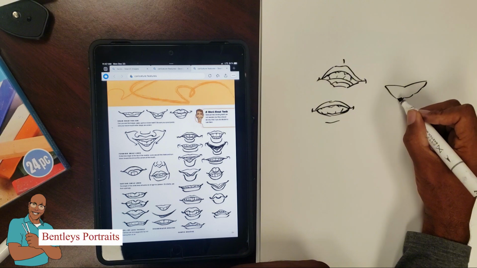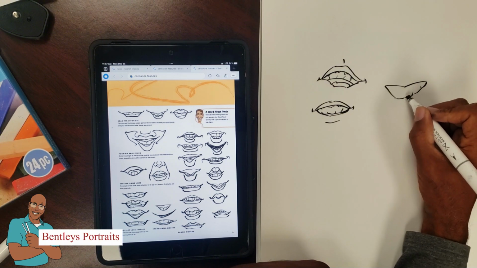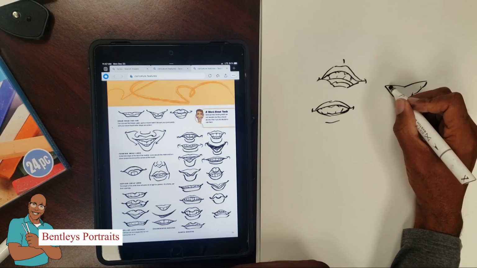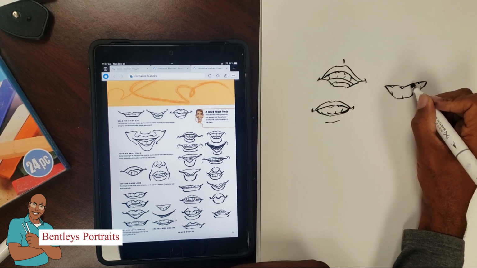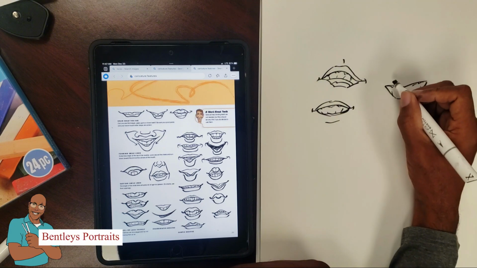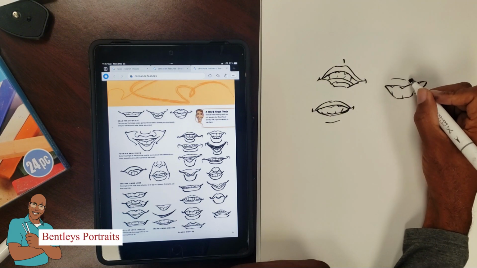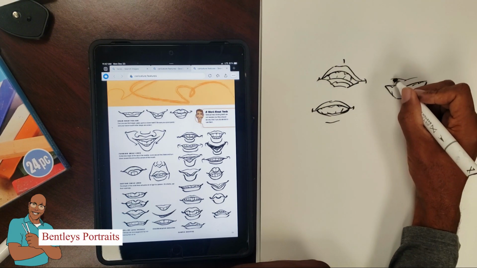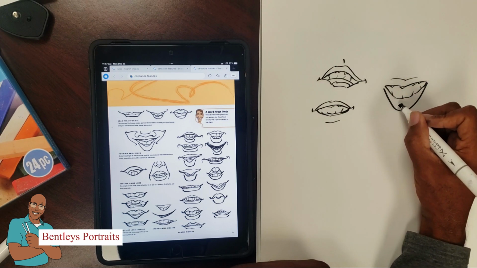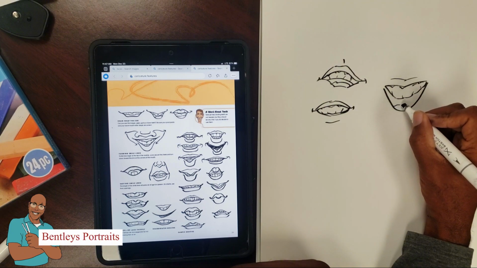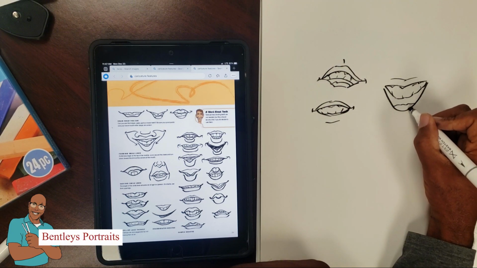So now we're drawing another mouth. Those are the teeth, gum line. I don't think this one is off any of the pictures. I think I'm just freehanding this one, I believe.